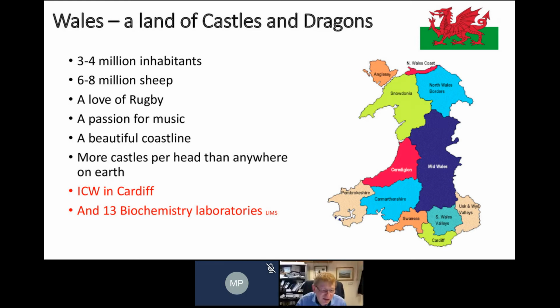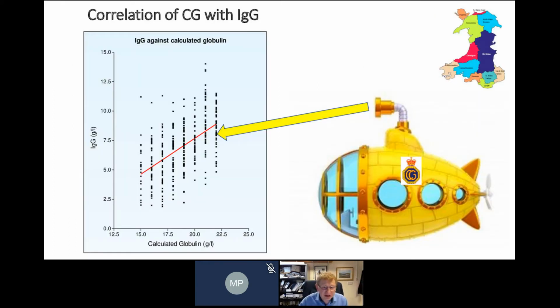So we utilised the 13 biochemistry labs that are spread across Wales to see if we could find a way to use calculated globulin to find antibody deficiency. And the first thing we did was ask the labs across Wales to send us anonymous samples of low calculated globulin levels from their lab. So we looked at, say, a level of 15 grams per litre, and then moving across the graph, 16, 17, 18, 19, 20, going up.